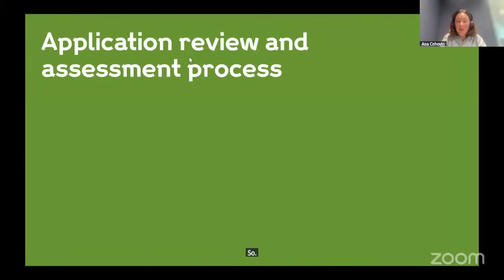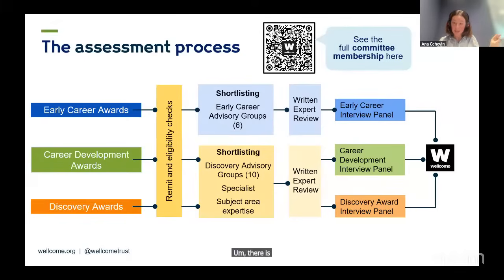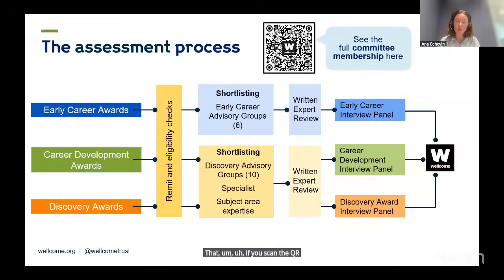So I will quickly run through the application review and assessment process. Depending on which award you apply to, there is a dedicated assessment process. However, the assessment process runs fairly similarly for all three types of awards, and you can learn more about that if you scan the QR code at the top.